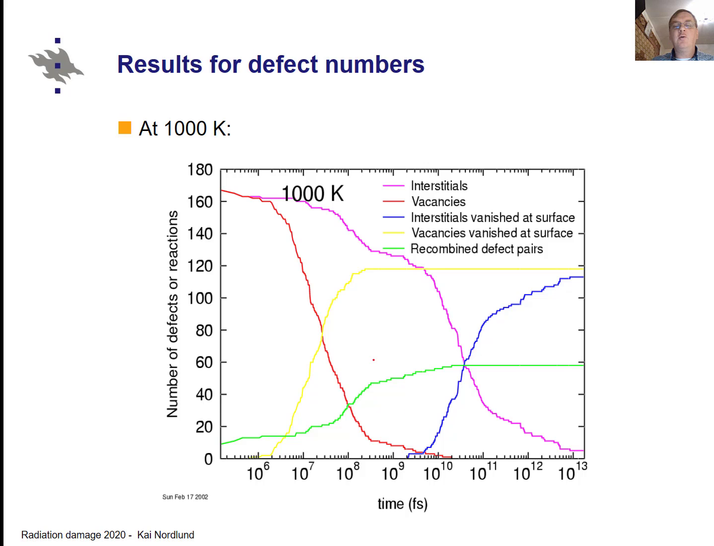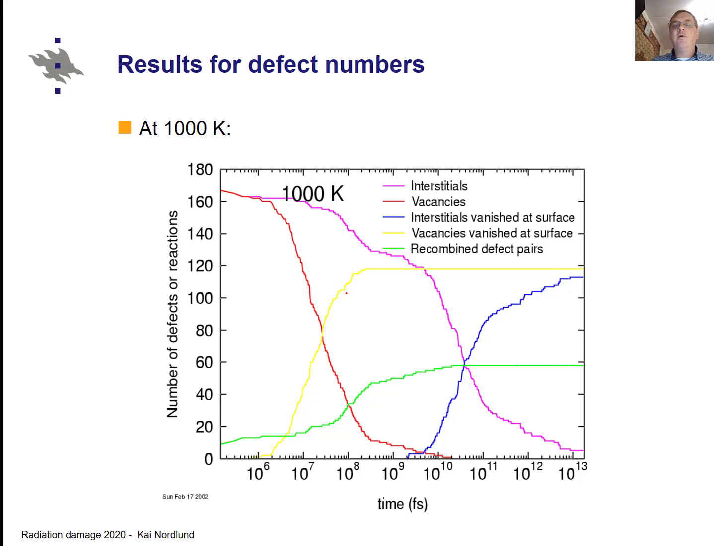So these plots show the defect concentrations as a function of time. Note how here we go over many orders of magnitude of time, from 10 to the 6 femtoseconds, so this is 1 nanosecond, to 10 to the 13 femtoseconds, so this is already 10 milliseconds. And we follow the defect concentrations. Initially there were only interstitials and vacancies. Some of them happened to be very close to each other, so they recombine extremely fast. But for a while, you have mainly interstitials and vacancies, and then they start recombining.